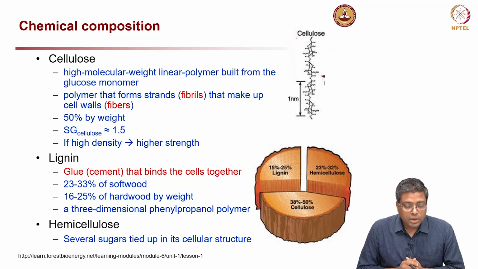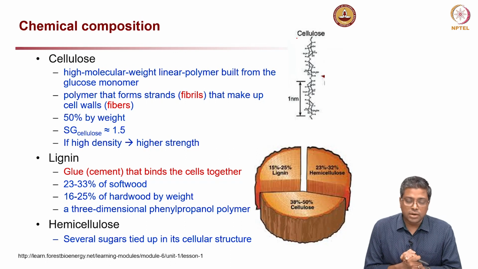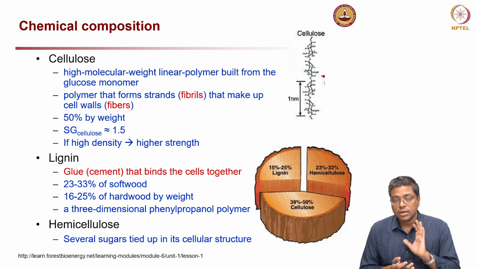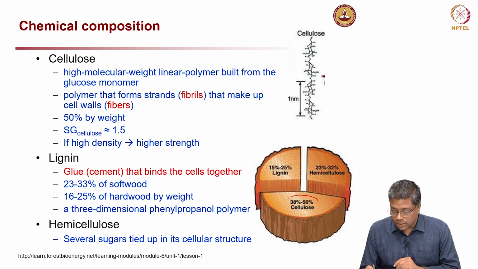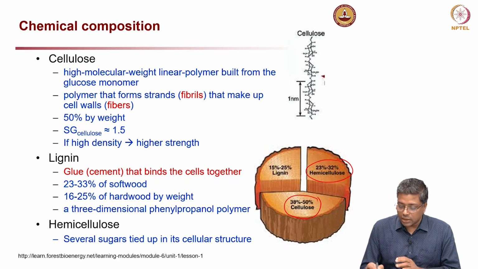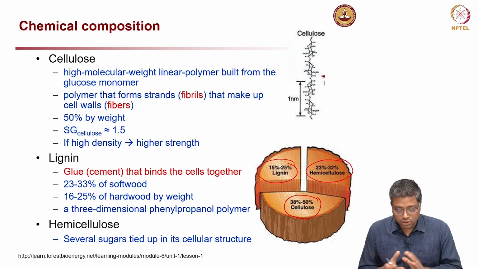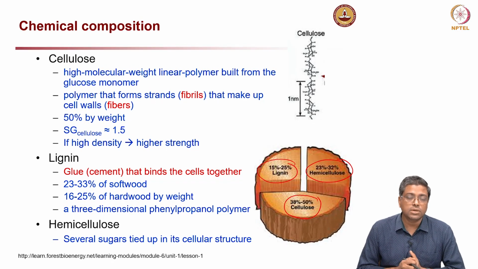Now, chemical composition. What is the chemical composition? In general, wood, you can look at the graph on the bottom right. There are three key components. One is cellulose, which constitutes about 40 to 50%, and then you have hemicellulose, and then you have lignin. So, the composition you can see, cellulose is the major component, and then you have about 20 to 30% hemicellulose, and then 15 to 25% lignin.